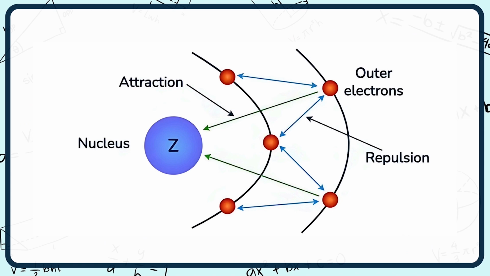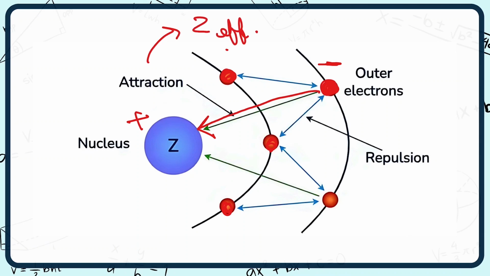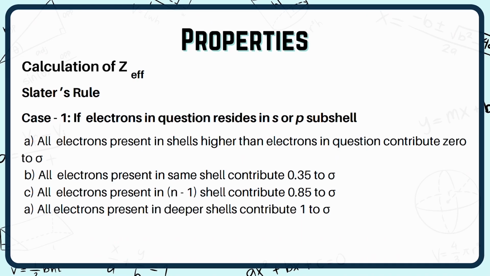Here's a better pictorial representation of the shielding effect. This is our outer electron getting attracted towards nucleus because of positive and negative charge, but these inner electrons are repelling it outside. So the net attraction will be what? Z effective. Got it? Let's move further.